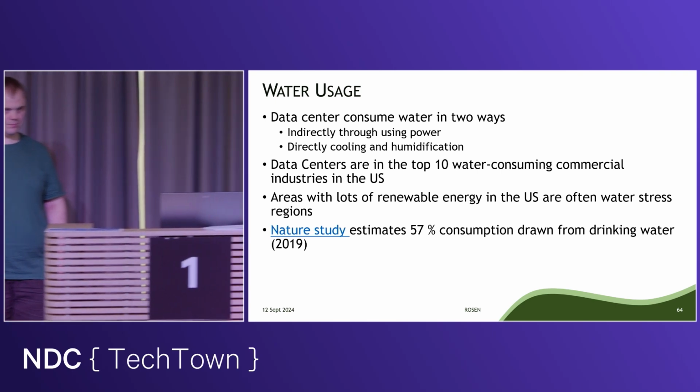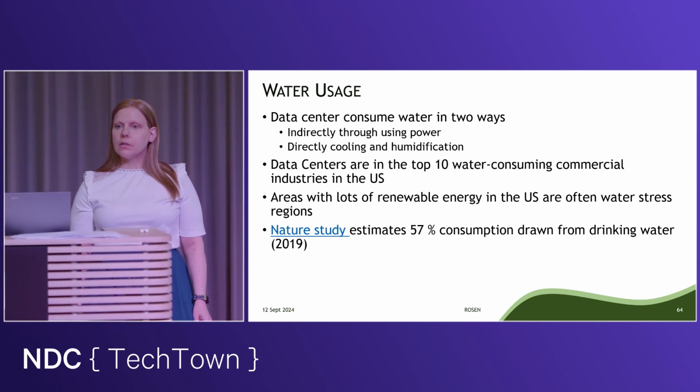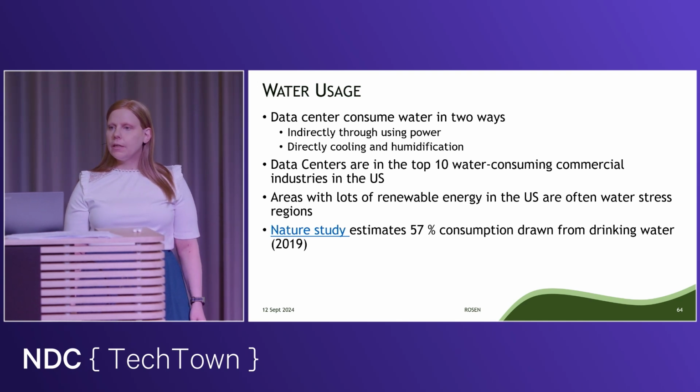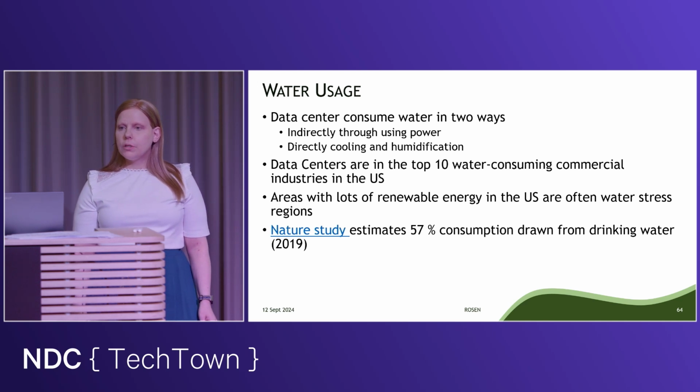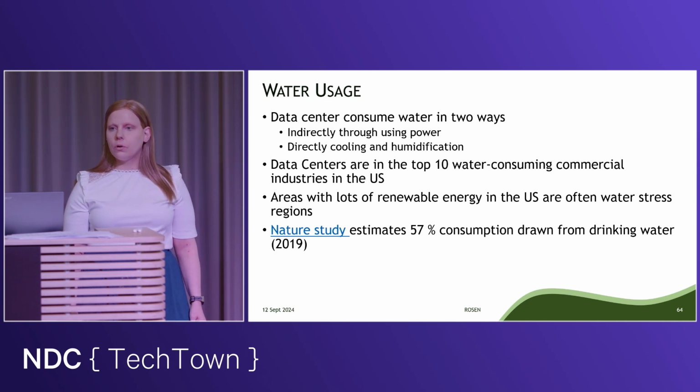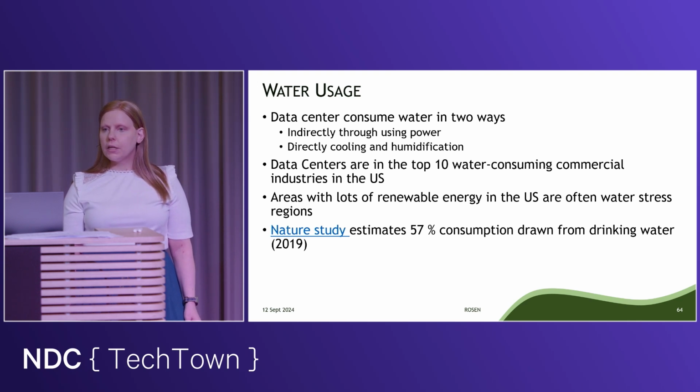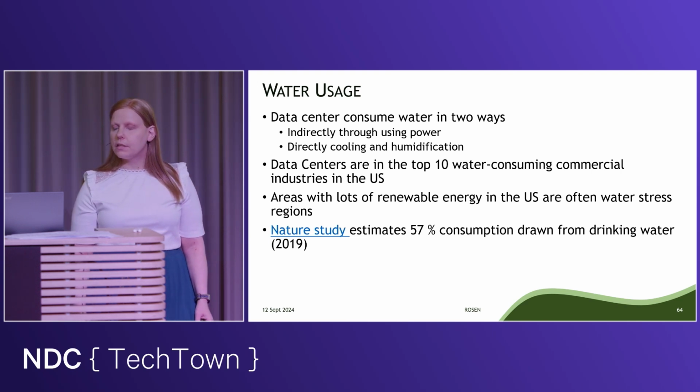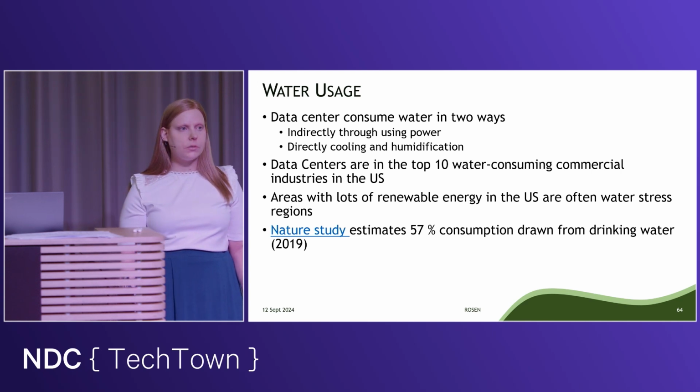Large water consumption can lead to environmental problems because less than 1% of water on Earth is available for human consumption. In the US, data centers are among the top 10 water-consuming industries. There's an incentive to place them in regions where there are a lot of solar energy sources, but these are oftentimes regions where water is scarce, so-called water stress regions. A Nature study estimates that the percentage of drinking water in direct water usage of data centers in the US was 57% in 2019.